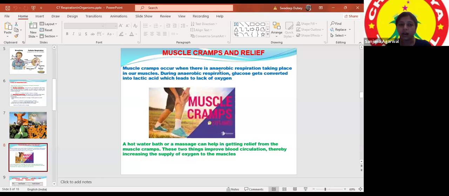So to get relief from the cramps, what can we do? Because that area has accumulated lactic acid, we need the flow of blood, because blood is carrying oxygen and energy. So we need a hot water bath so as to circulate the blood more and more, and we'll get relief.